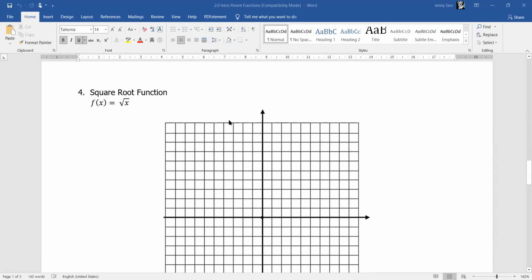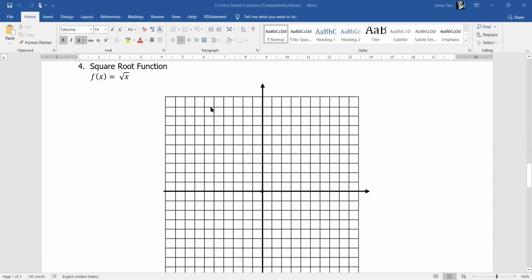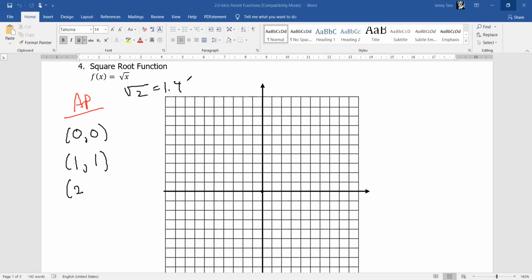All right, square root. You're going to see some interesting similarities of the square root with the parabola. Okay? So accuracy points. Let's do this. Accuracy points. Oh, I want black. Thank you. X can't be a negative number. But when x is 0, y is 0. When x is 1, square root of 1 is 1. I could put 2 here, but I don't want to deal with a square root of 2. That's like 1.41 and so on.